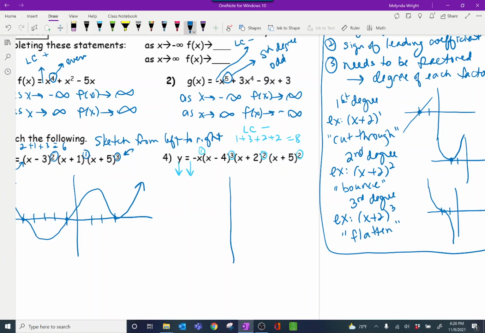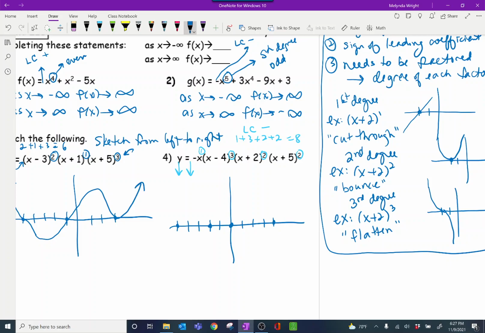Let's see, we've got this x on here, it gives me a 0 of 0. X minus 4 gives me a 0 of 4. X plus 2 gives me a 0 of negative 2. And x plus 5 gives me a 0 of negative 5. Okay, we need to have our zeros plotted. Now we've got to see what's going on.